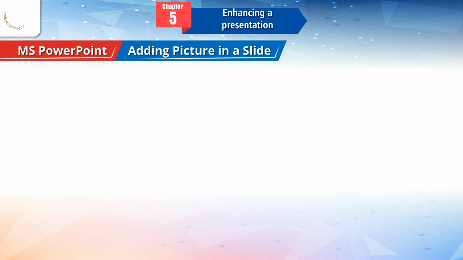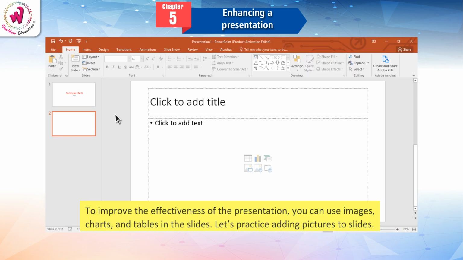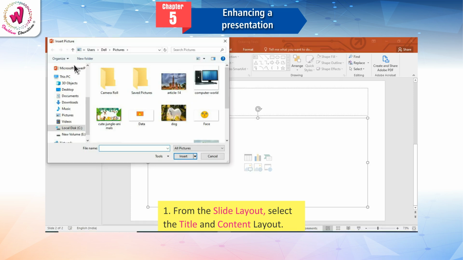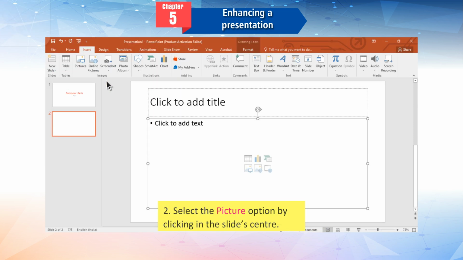Adding a picture in a slide. To improve the effectiveness of the presentation, you can use images, charts, and tables in the slides. Let's practice adding pictures to slides. 1. From the slide layout, select the title and content layout. 2. Select the picture option by clicking in the slide's center.